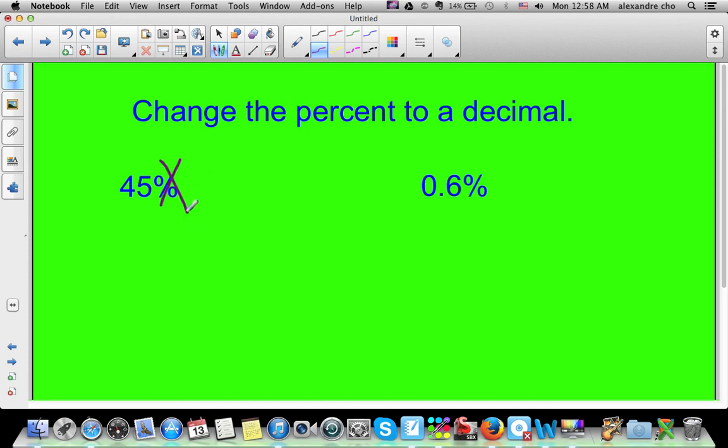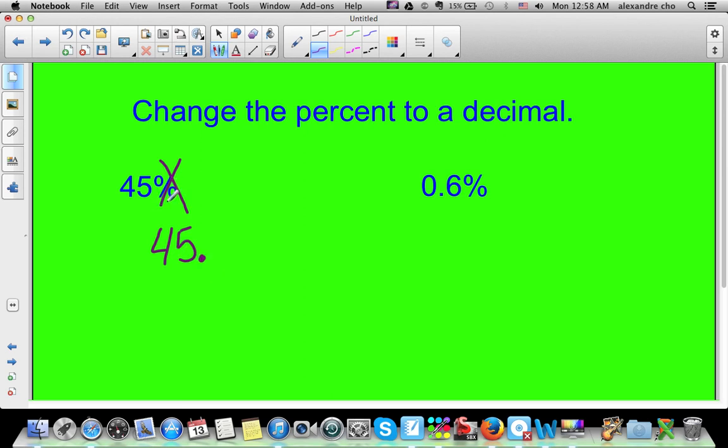Alright, so 45%, it's a percent. You want to change it to a decimal. So first step is removing the percent sign. So here's my number, 45. There is no decimal, none that I can see. So anytime you have that situation, you put the decimal way at the end on the right side. There's where your decimal is. Invisible, but yet it's still there.